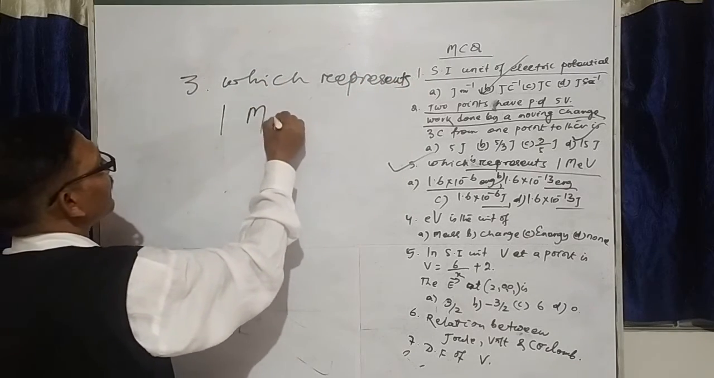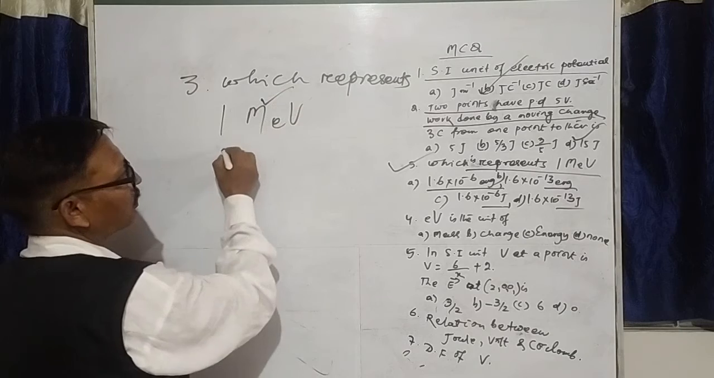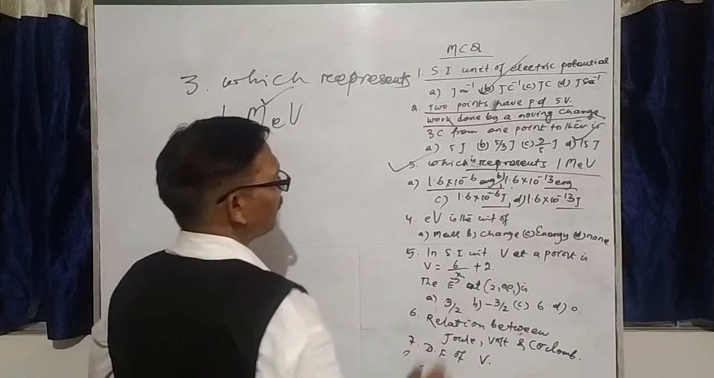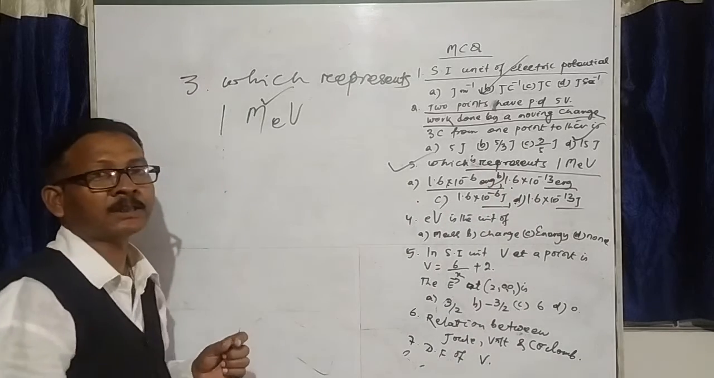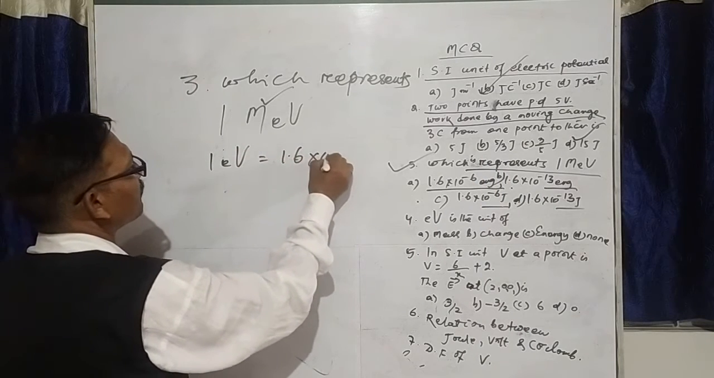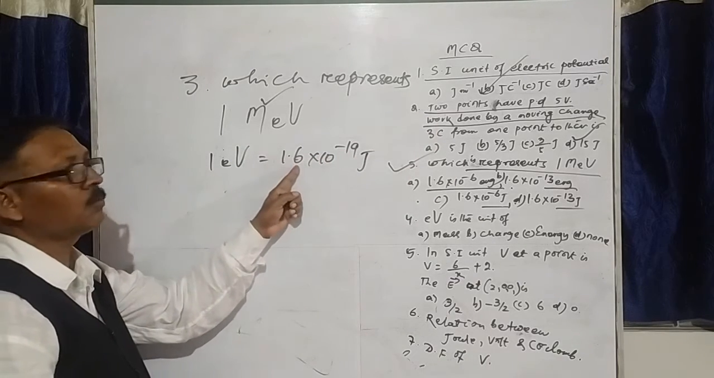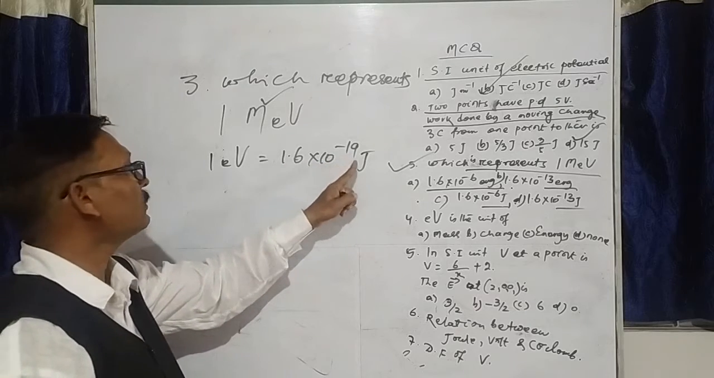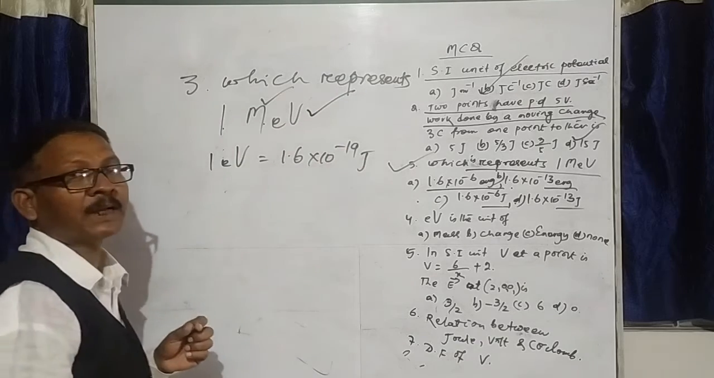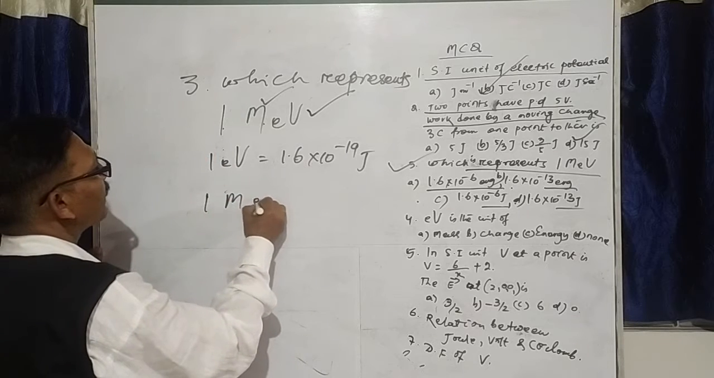1 mega electron volt. Capital M, small e V, mega electron volt. The options are 1.6 into 10 to the minus 6, and so on. Which one is correct? 1 electron volt is equal to 1.6 into 10 to the power minus 19 joule. For 1 mega electron volt, first convert mega to electron volt.